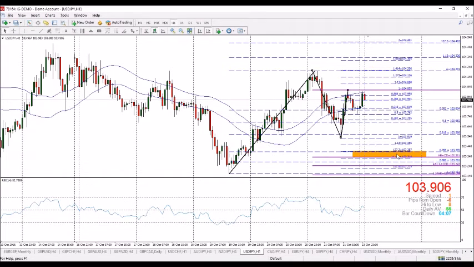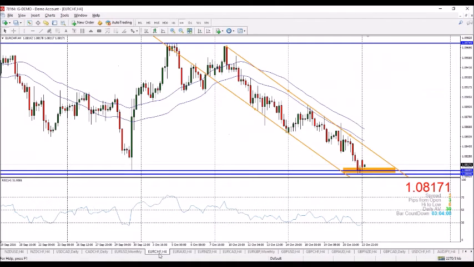So for me, I would always love to take bat patterns, and especially the type of bat patterns where you can take it very close to the point X, as in the Euro Swiss. So I'm still very keen on this one. Just need to see further reaction.